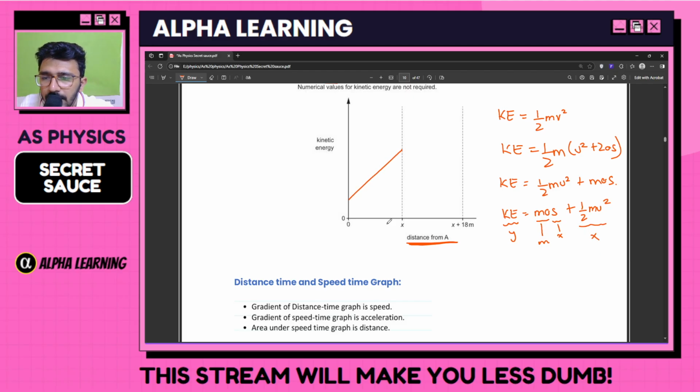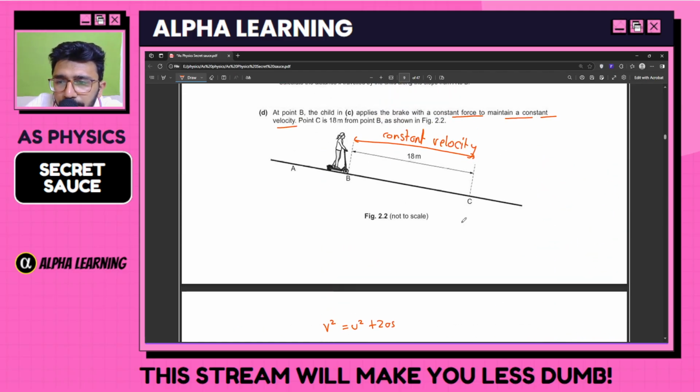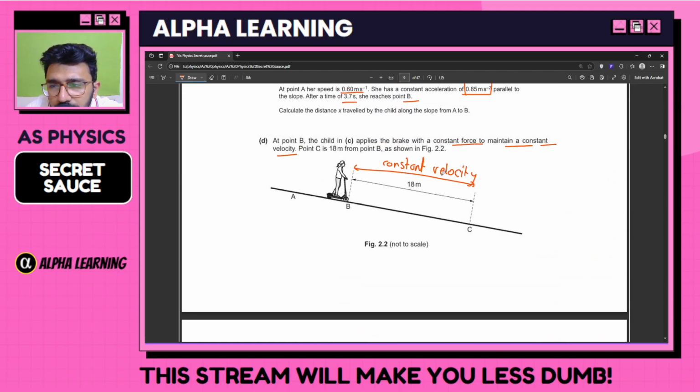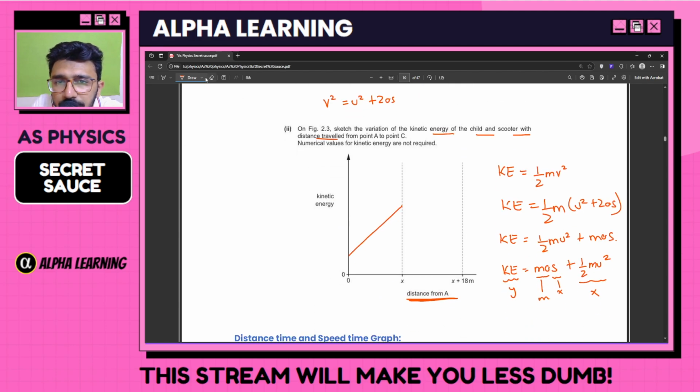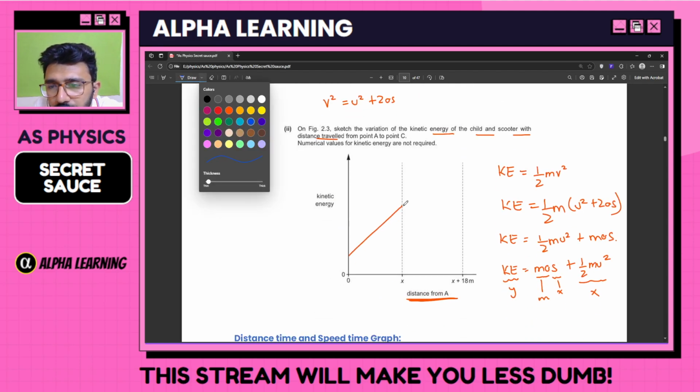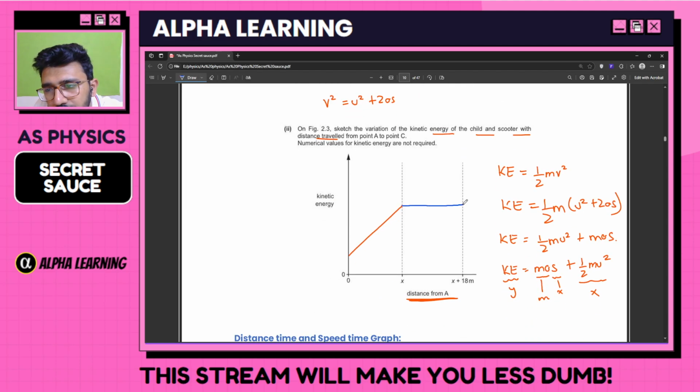line like this. Then for the part from B to C, can you see you have a constant velocity? If your velocity is constant, your kinetic energy graph will also be constant like this. Simple. This is the graph, how you have to draw it. Remember this always. First of all, calculate the relationship between the two variables or identify the relationship between the two variables. Then you draw the graph.